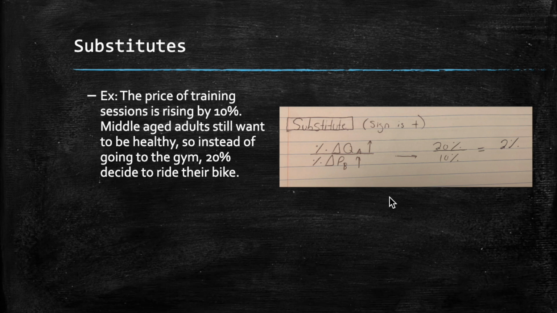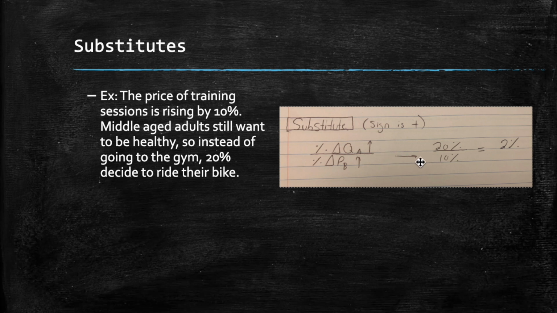First, substitutes. Substitutes are always positive. When you get to your final answer, always pay attention to the sign. If the sign is positive, it's a substitute. The formula that we're going to use to solve this is the percentage change, delta, of quantity A over the percentage change in the price of B. Because the price is rising, we have an up arrow. And since the middle-aged adults are going to ride their bike, that's also going to be an up arrow.